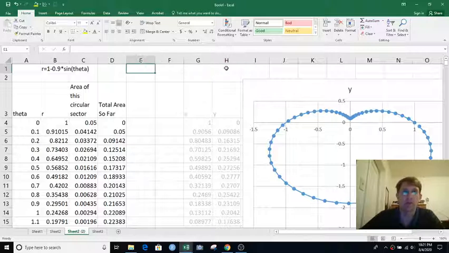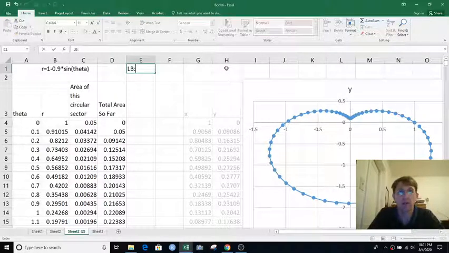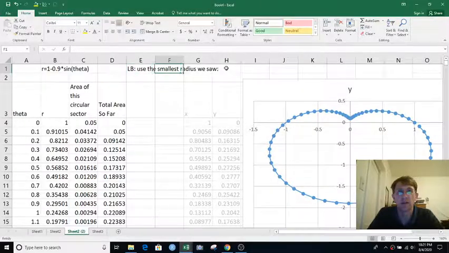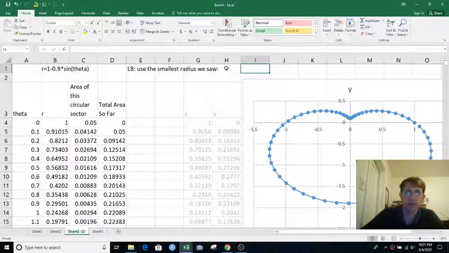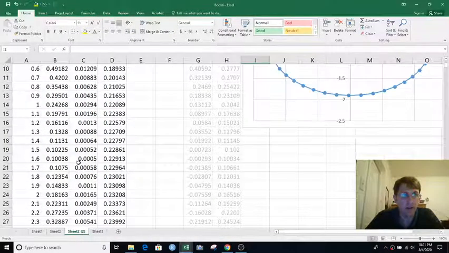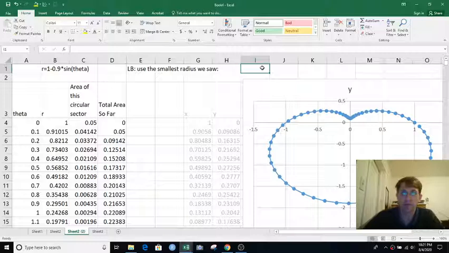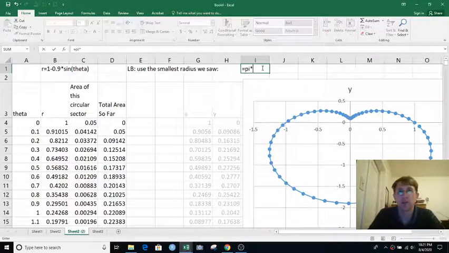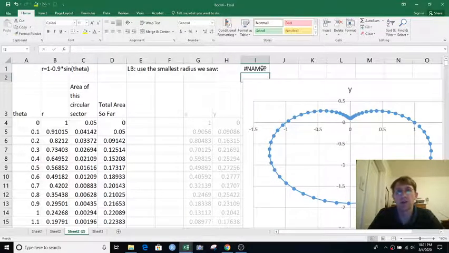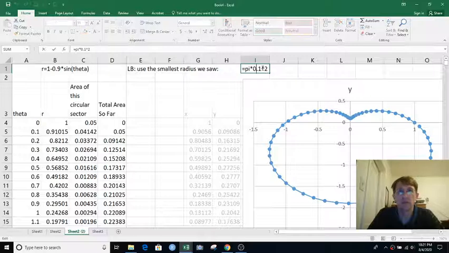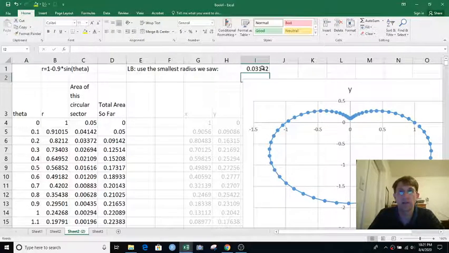What else can we do? We could get a lower bound, use the smallest radius we saw. So what is the smallest radius we saw? It's somewhere around there, pi over 2, so 0.1 is a radius. So we could say pi times 0.1 squared. I need to say pi like that.